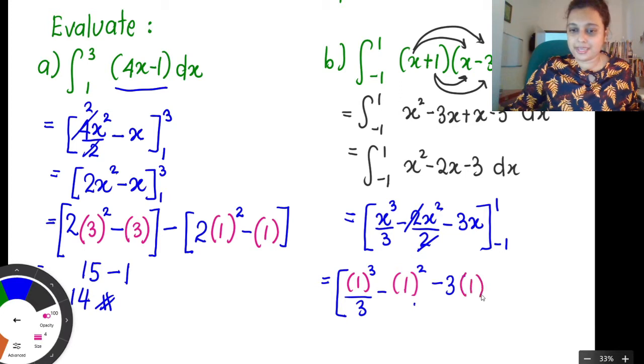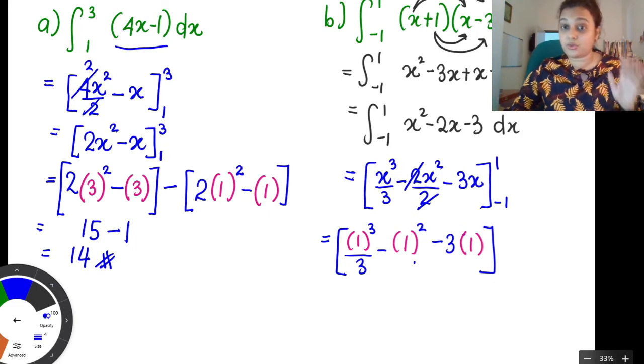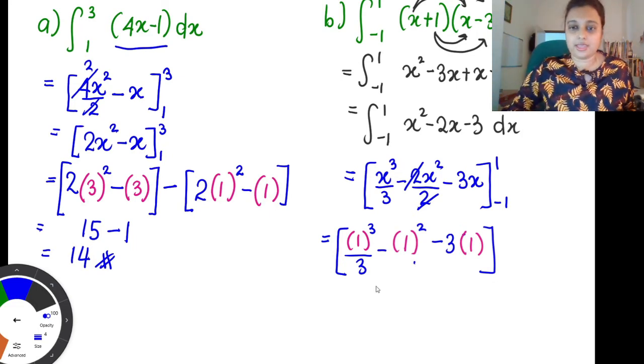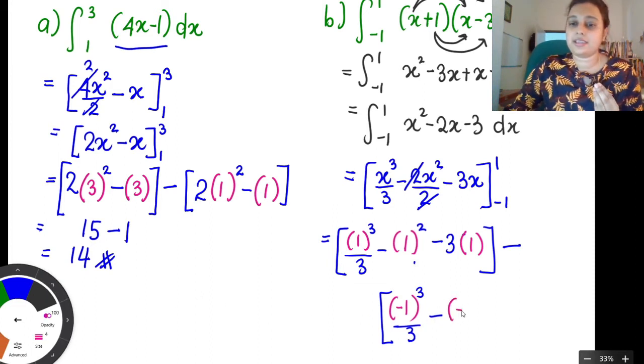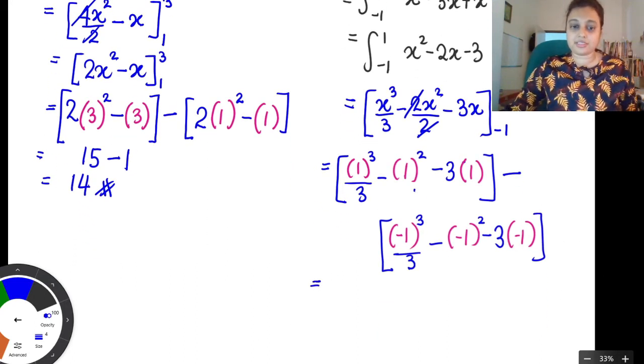If you see all the pink color, I want you to understand which part I'm substituting. I'm substituting only the x. Then you must minus. Now substitute all the negative 1. So negative 1 power of 3 over 3 minus negative 1 square minus 3 times negative 1. So solve the first bracket first. Let's key in our calculator.